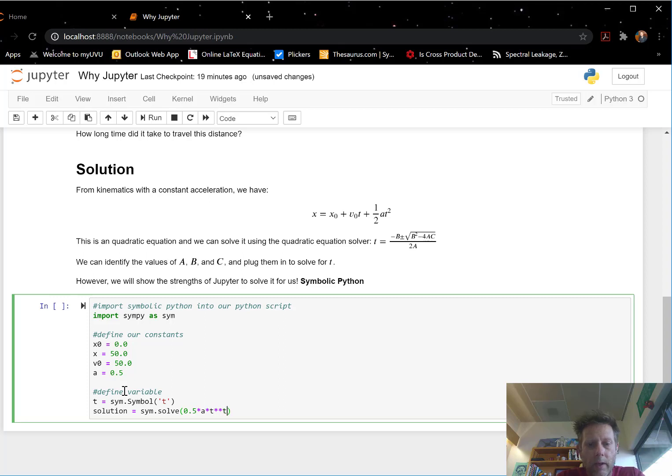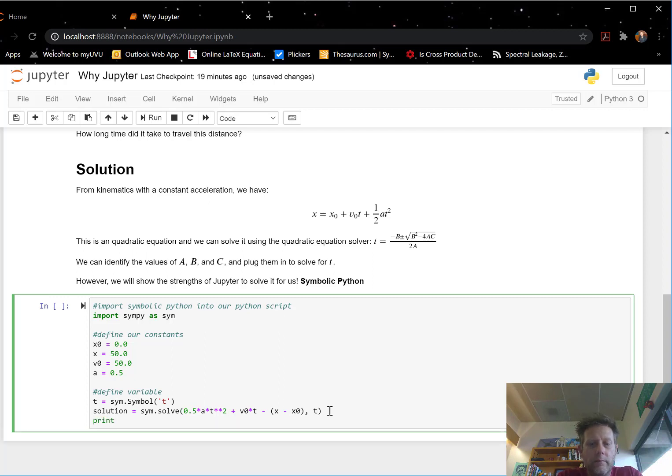That's like a power, to the power 2, plus the initial velocity times the time, minus the final position minus the initial position. Okay, so this is my equation I have up here from kinematics, just written down in Python structure. I'm gonna solve for the variable t. And then I want to print the solution, so print solution. And let's see what happens when you execute this here.